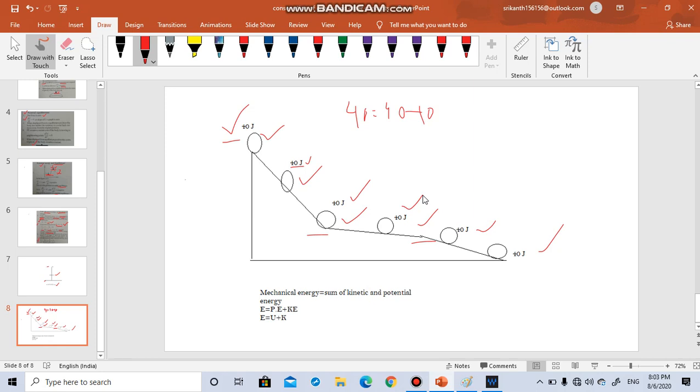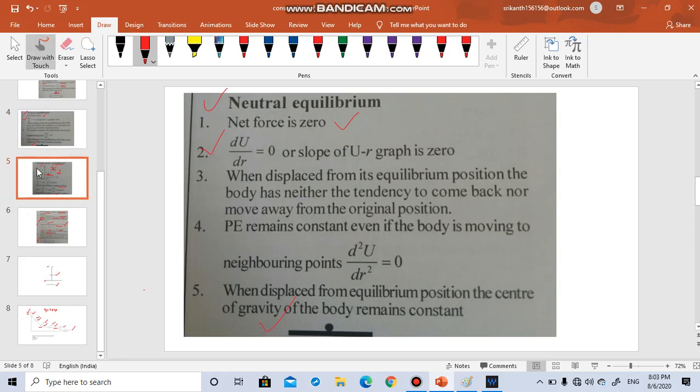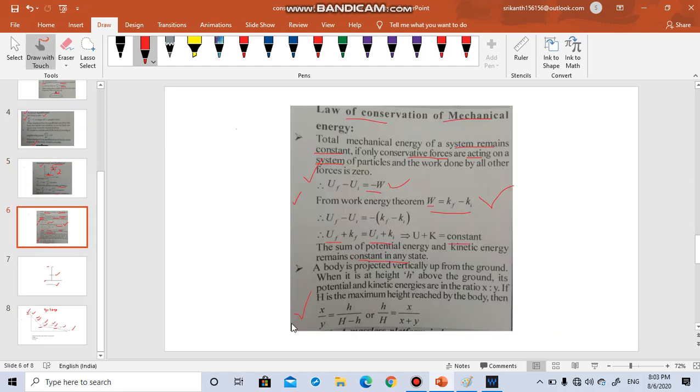At different points, the total mechanical energy is conserved. Conserved means constant. However, the individual potential energy and kinetic energy may vary, they are not constant, but the total energy is constant when you are considering conservative forces. Look at the statement here. When conservative forces are acting on the system, it is conserved.